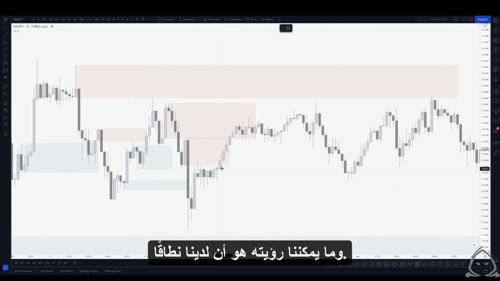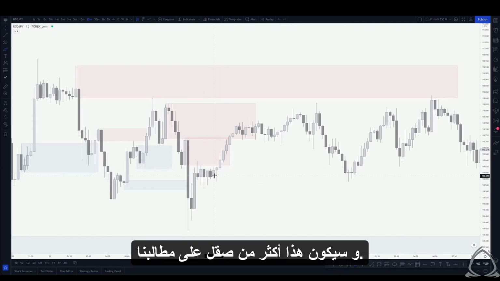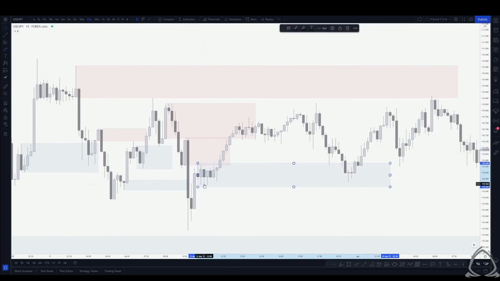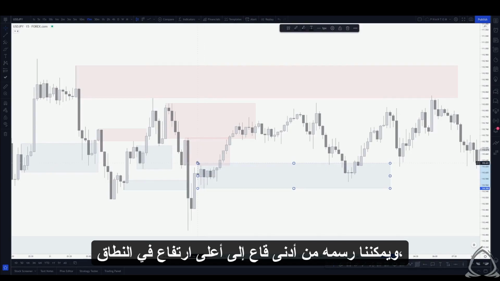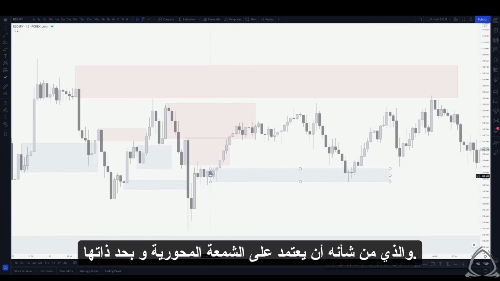And what we can see is we have a range. We also have a sharp move to the downside delineated by one candle. Again, this would be more of a refinement on our demand zone. Then we get that expansion to the upside. And we could draw it from the lowest low to the highest high of the range, which would be something similar to that. Or we could draw something more like that, which would be based on the pivot candle in itself.